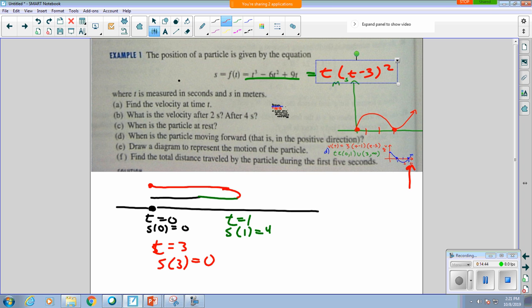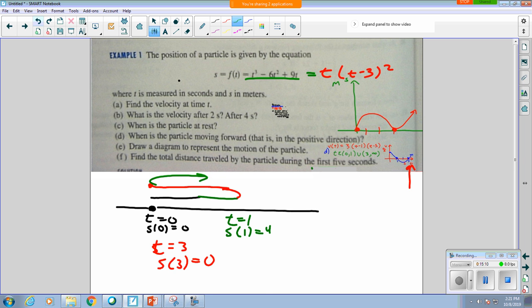And then what's it do? Well, from the velocity graph, it turns from negative 5. That sucker swings a U-turn and heads off into the sunset. It gets bigger and bigger and bigger. It never hits another 0. Everybody, it asked me to do the diagram, but then it asked me in the next one to find the total distance the particle traveled in the first 5 seconds.